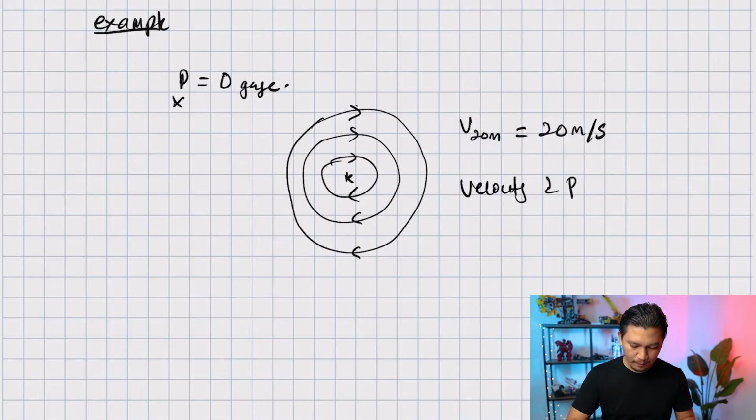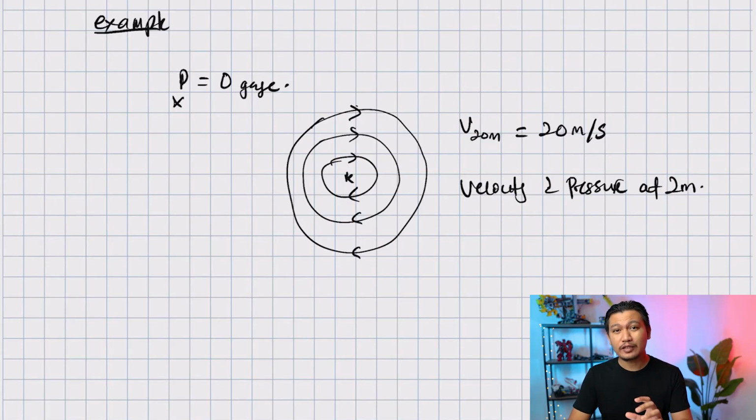and pressure at 2 meter, which means the velocity and pressure 2 meter from the center of the tornado. My initial guess, because we have seen the velocity for a rotational vortex before, is that as the radius gets smaller, the velocity will become higher. And I think this makes sense for a tornado. The closer you are to the tornado, the faster the velocity that you will feel.